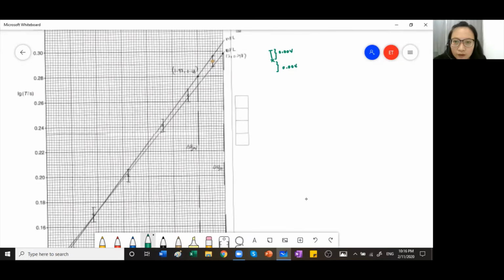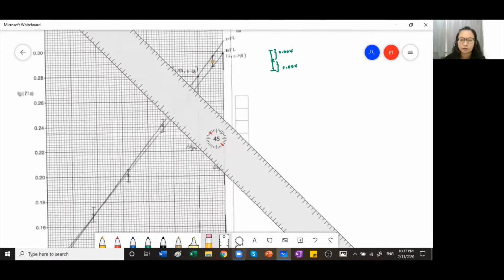So that means the length of the error bar would be 0.008. You get it? So the same goes for all the error bars. And to plot your worst fit line, I'm going to plot my best fit just beside it. Let me plot my best fit first.